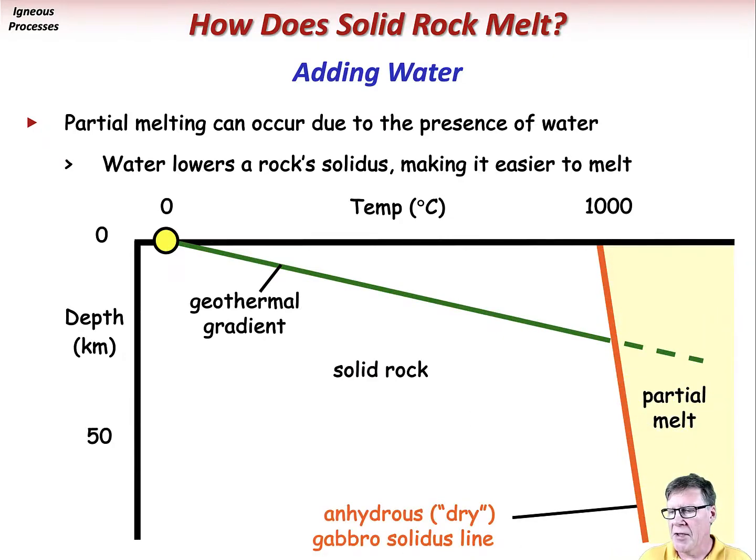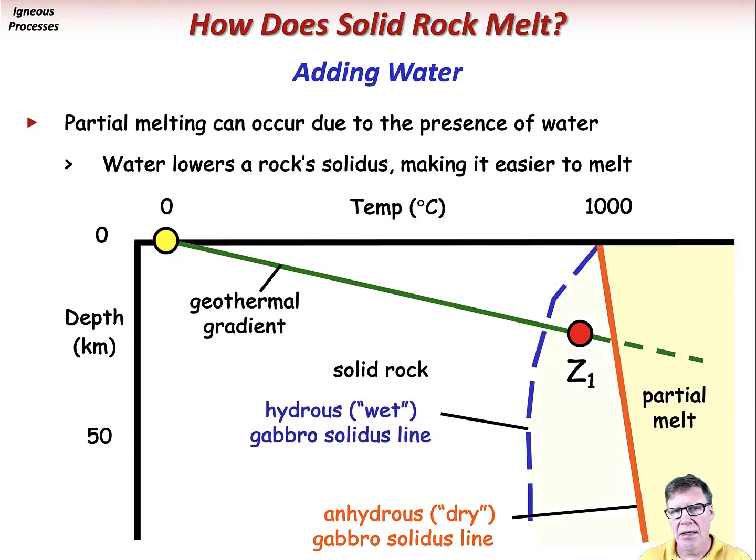Under anhydrous conditions, this is the solidus line for the rock type gabbro. So a gabbro at position Z1 on the geothermal gradient will be solid because it's to the left of the solidus. However, under hydrous conditions, the position and shape of the solidus is changed so that the same gabbro at position Z1 will now be experiencing partial melting, as it's to the right of the solidus.